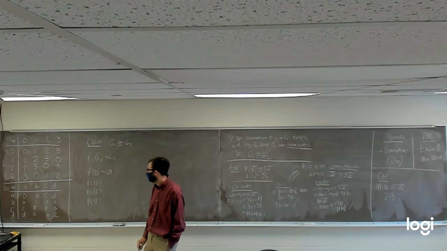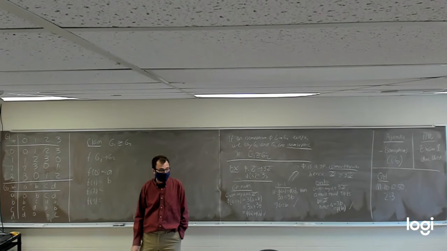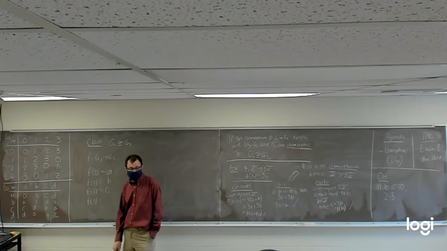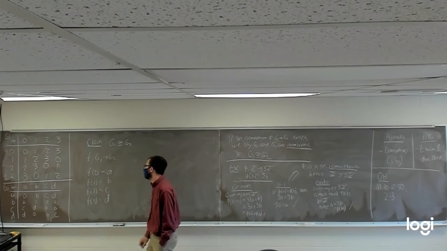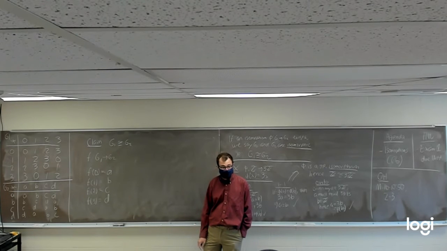Just the B. Okay, f of 1 you want to map to B. Becca, how about f of 2? C. And Steph, f of 3? D. So our claim is this is going to be an isomorphism.